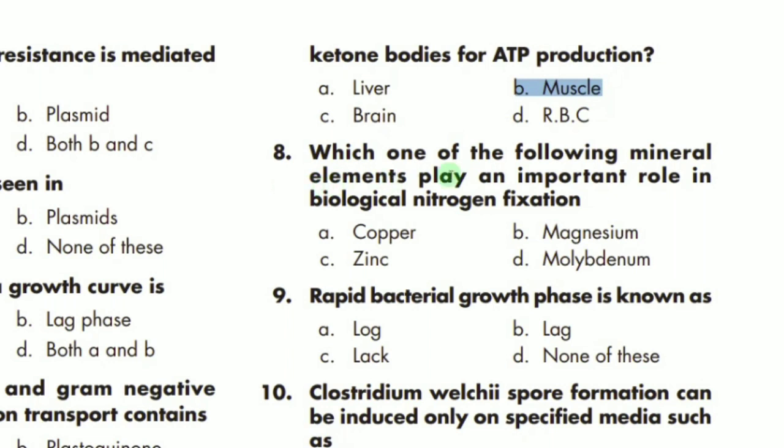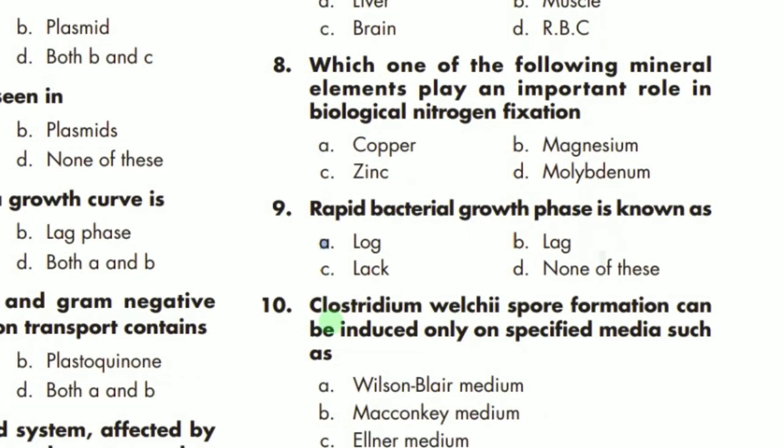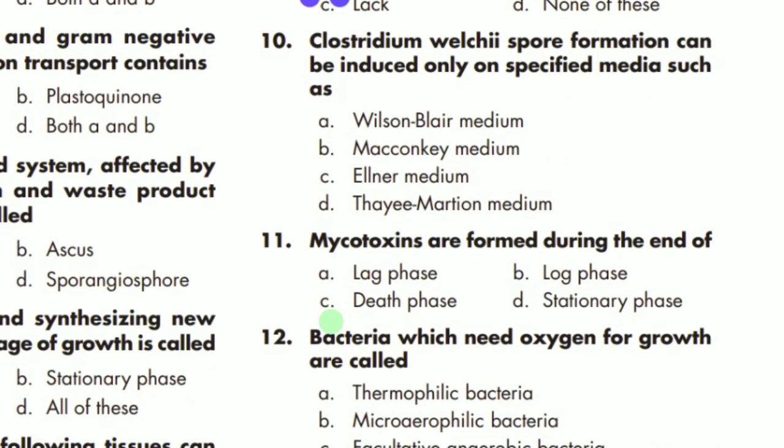MCQ number 8 says that which one of the following mineral elements plays an important role in biological nitrogen fixation. So for this, molybdenum, D is the correct option. Rapid bacterial growth phase is called, we call that log phase. Okay, A is the correct option. The 10th MCQ says that Clostridium welchii spore formation can be induced only on specified media such as, so for this the medium is called Ellner medium. C is the correct option.